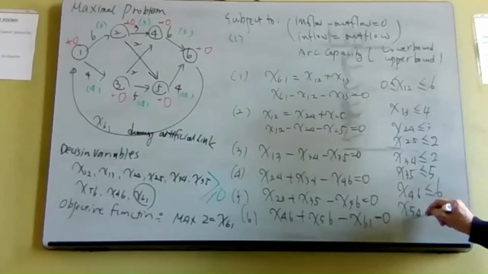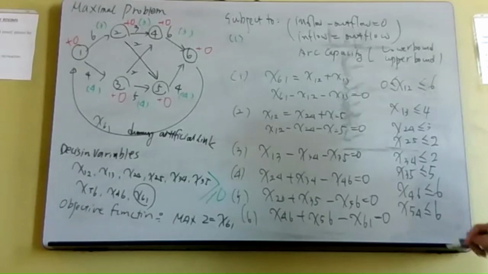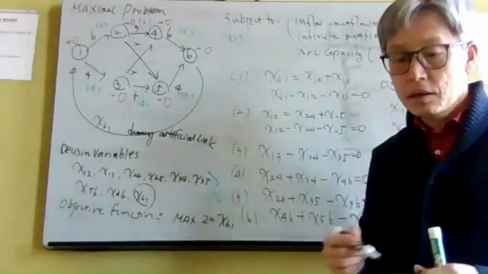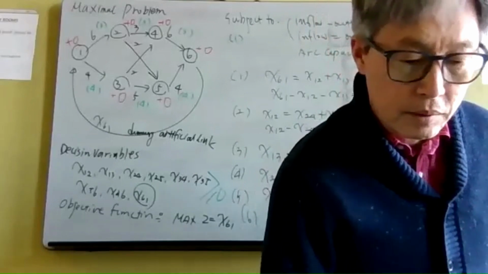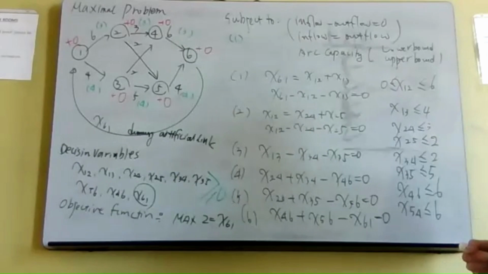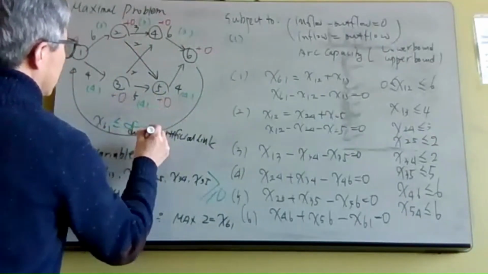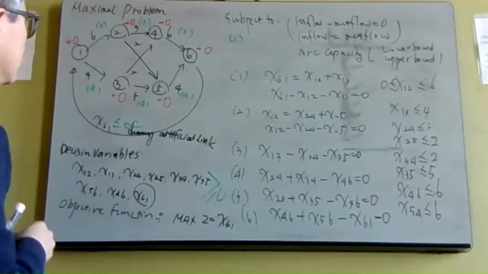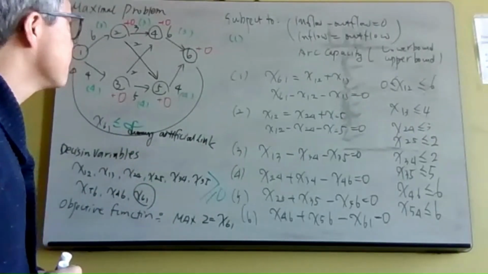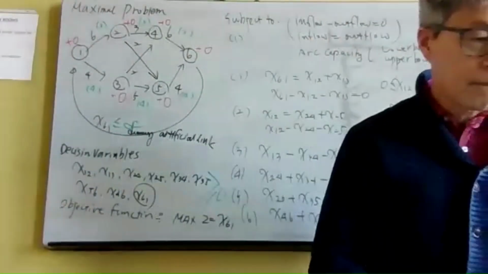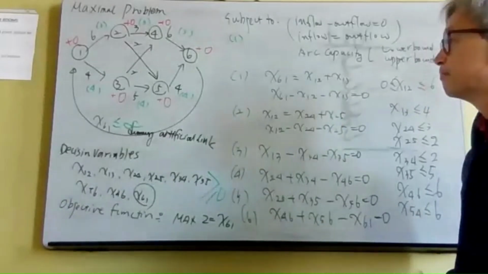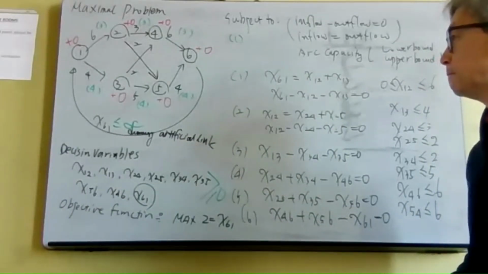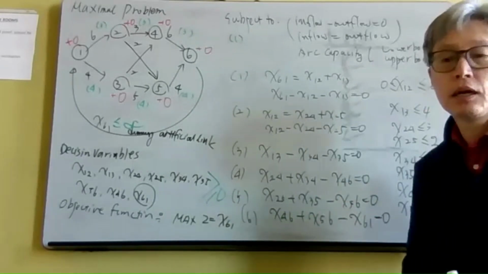x56 less than or equal to 6. Then x61 is unlimited. So we can say x61 is a very large number, 99999, or we can just use the infinity symbol. Okay, this is about the maximal flow problem and equations.